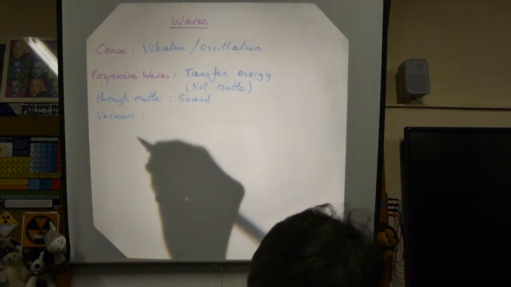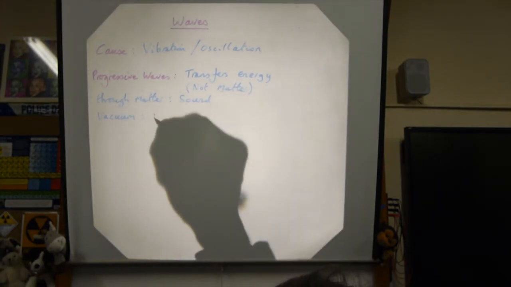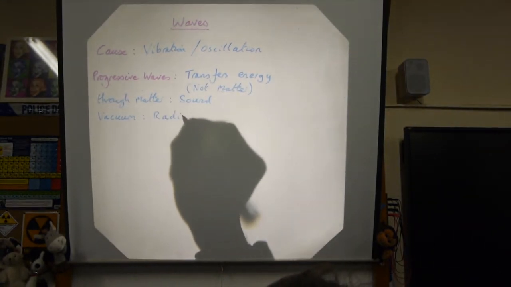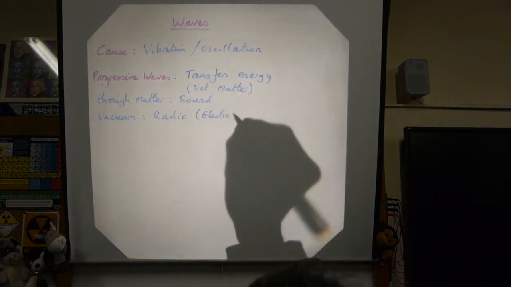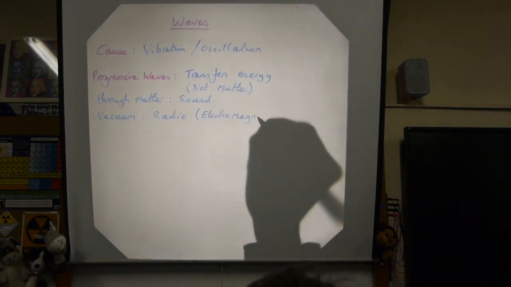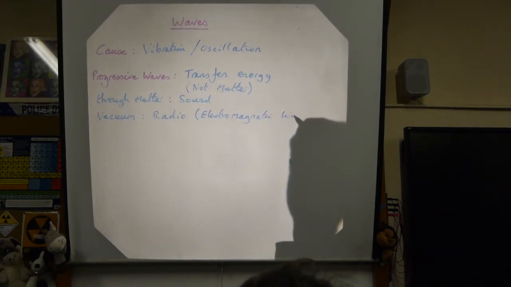So an example of a wave that would go through a vacuum is something like radio. And if you remember, that's an electromagnetic wave.